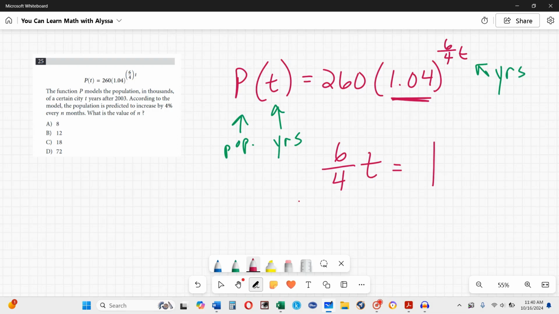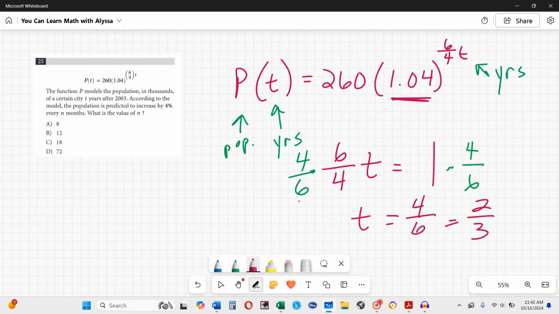Okay, now I'm going to solve for t. To solve for t, I need to get rid of this 6/4. One of the easiest ways to do it when it's a fraction is just to invert it, make the reciprocal, and multiply both sides by that. So on the left, you get 24 over 24 t, and 24 over 24 is just the same as 1, so it disappears. And on the right, 1 times 4/6 is 4/6. We can also say that is 2/3.